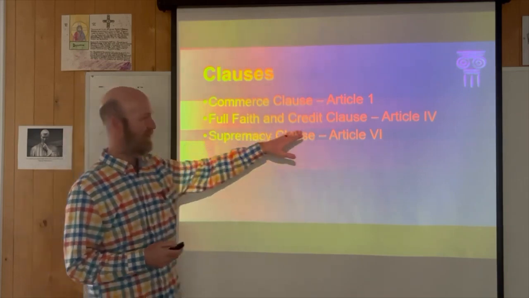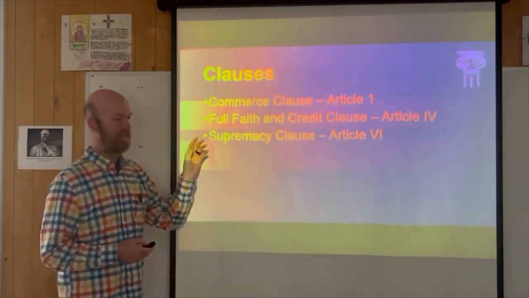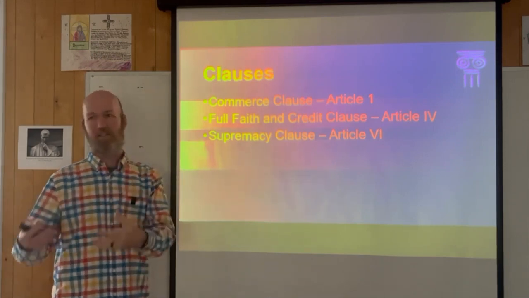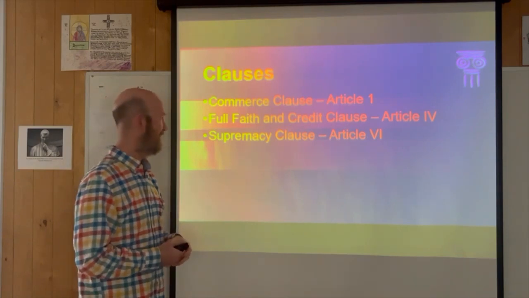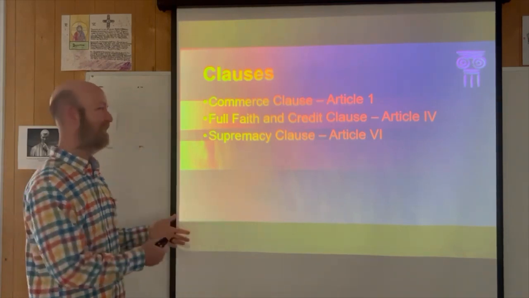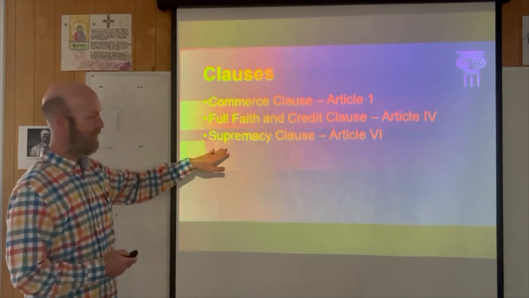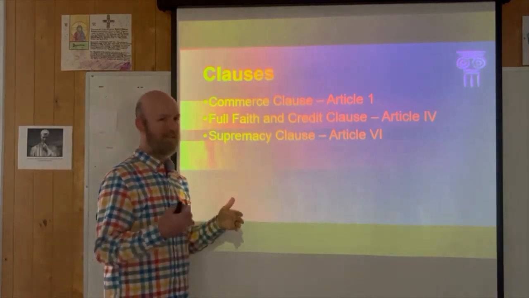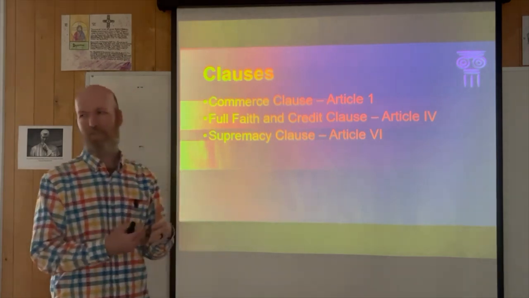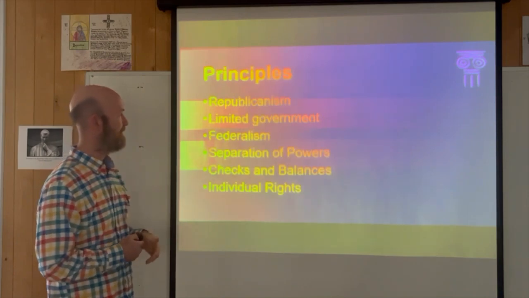The full faith and credit clause is in Article 4. It says that contracts and things in one state are honored in other states. That's why your driver's license is good in other states. If you get married here, you're married in other states. That's all part of the full faith and credit clause. And then the Supremacy Clause, Article 6, says that if a national law and a state law contradict each other, conflict, then the national law takes precedence. So those are the clauses.